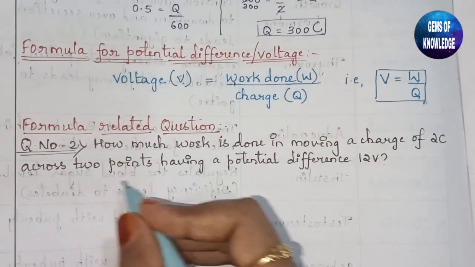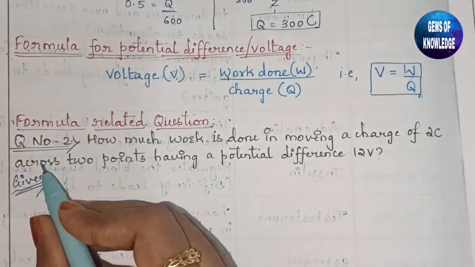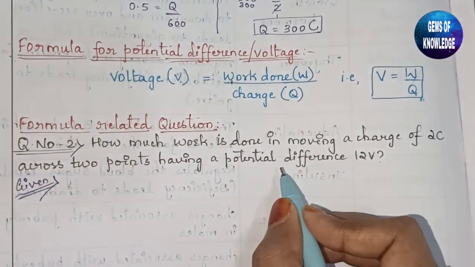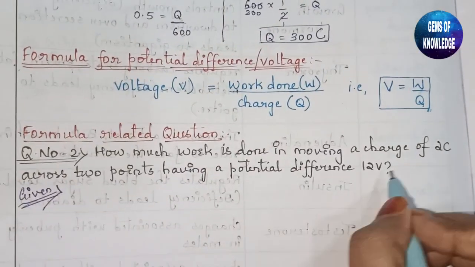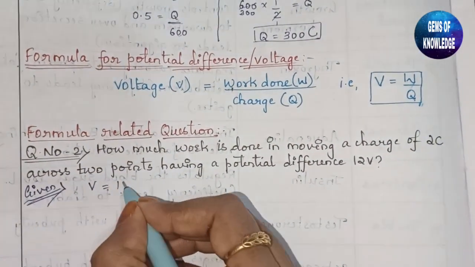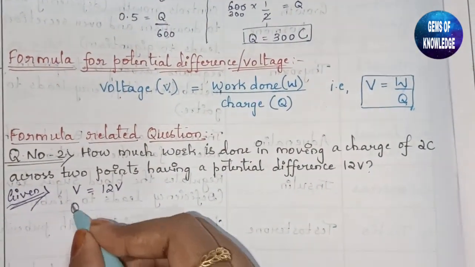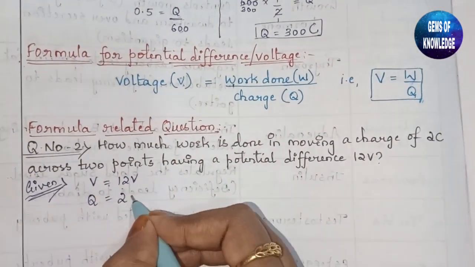Now, question number 2: how much work is done in moving a charge of 2 coulomb across 2 points having a potential difference of 12 volt? See, 2C is 2 coulomb. So what is given here? Potential difference, V, is 12 volt. Then charge, Q, is 2 coulomb.